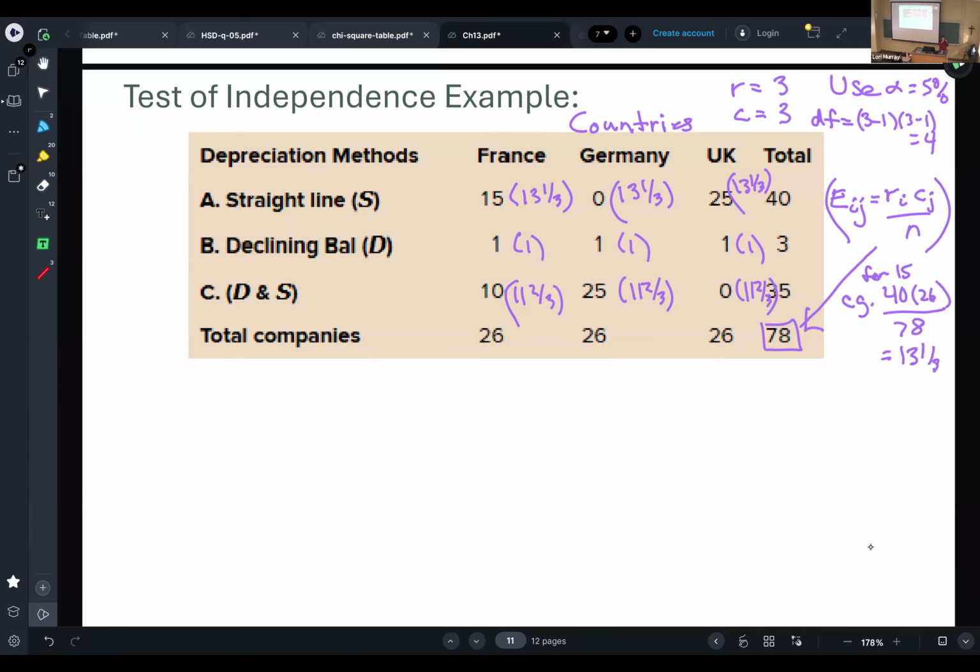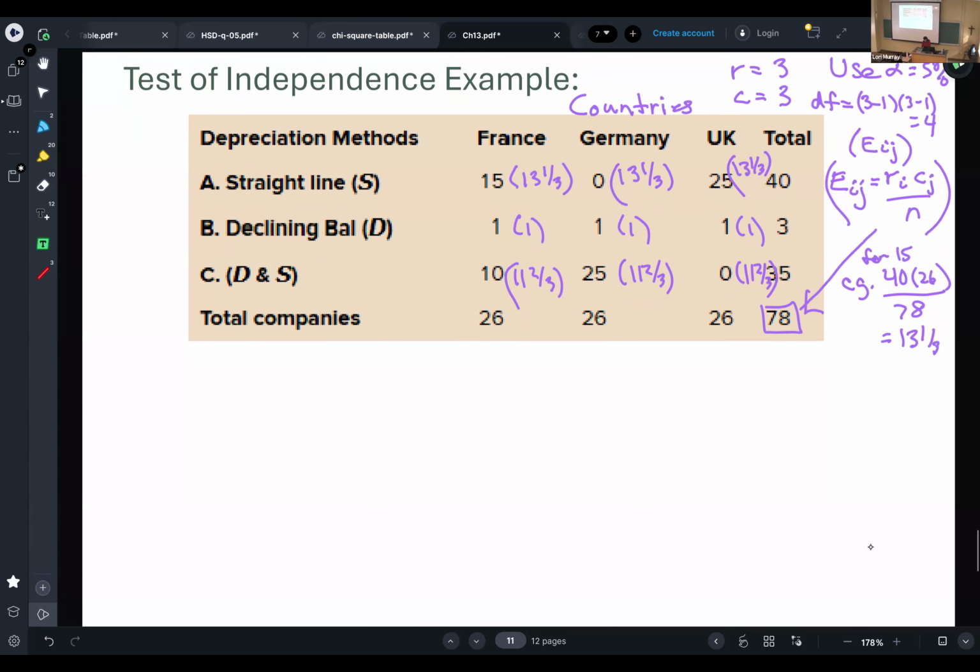The ones in the brackets are the expected. The expected are in the brackets using that formula. So now by row, we're going to spin out the chi-square test statistic. Remember, it's always the observed frequency, subtract the expected, squared, divide by the expected. It's the same formula as we did before.